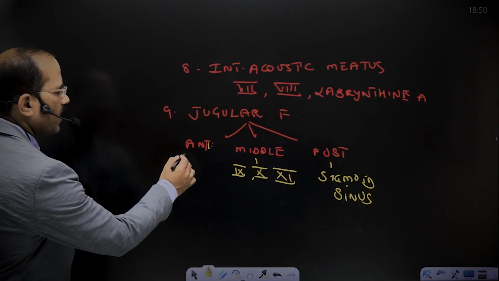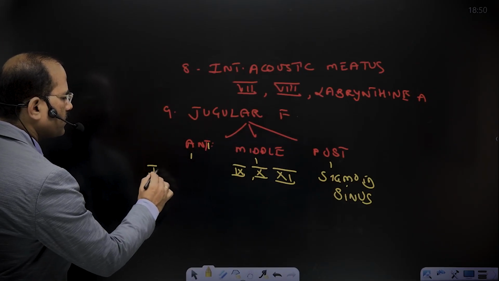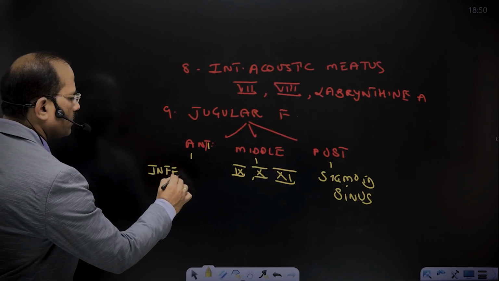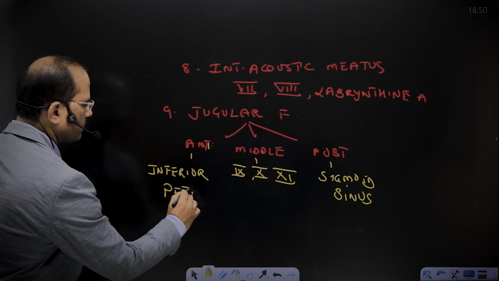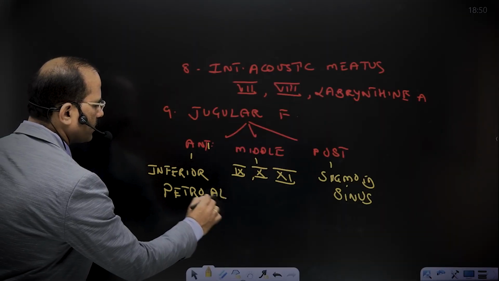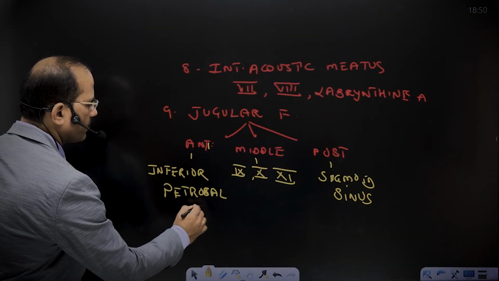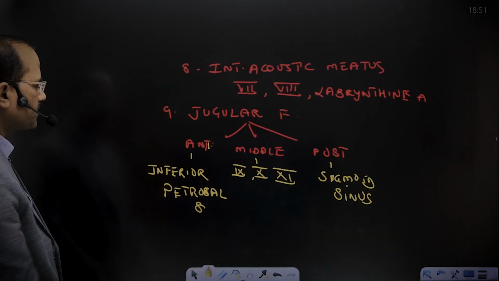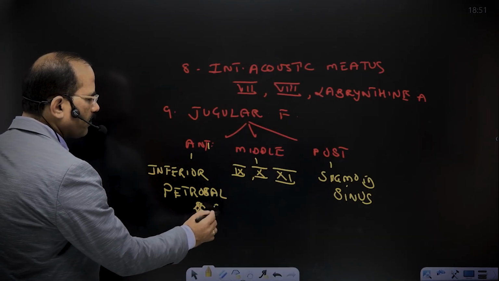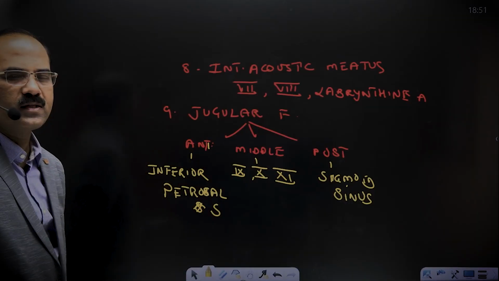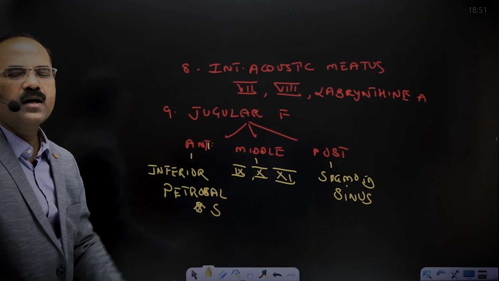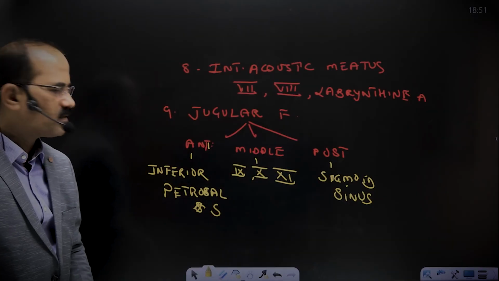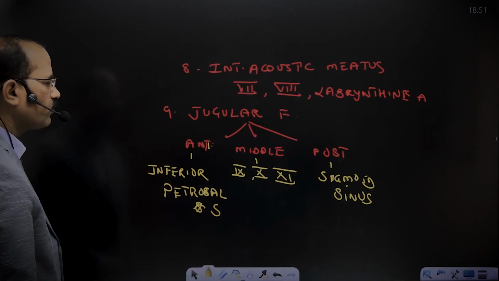And in the anterior compartment, what passes is the inferior petrosal sinus. So, anterior compartment, inferior petrosal sinus. Middle compartment, 9th, 10th and 11th cranial nerves, and the posterior compartment, sigmoid sinus. Okay, clear to all of you?